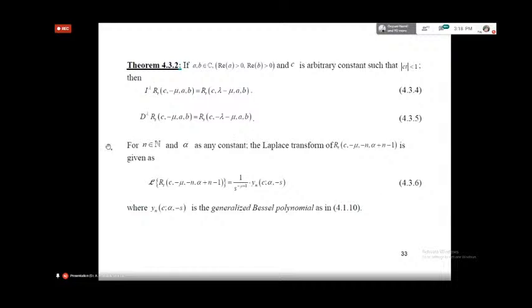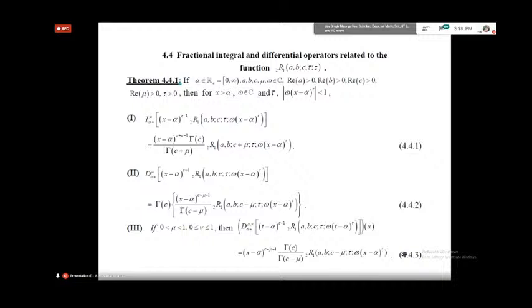Next, here again, this 4.3.4 and 4.3.5, and here imposing the conditions n belongs to this, and alpha n constant, the Laplace transform of this again becomes also a generalized Bessel polynomial, in the form of 4.3.6.